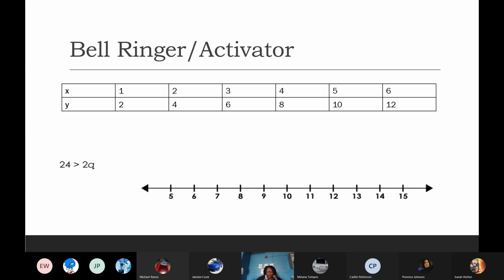Please take some time to write down these problems. Let me give those directions again. Please make sure you write down those problems.